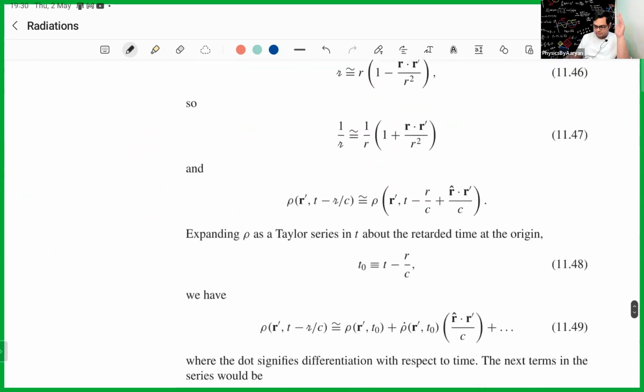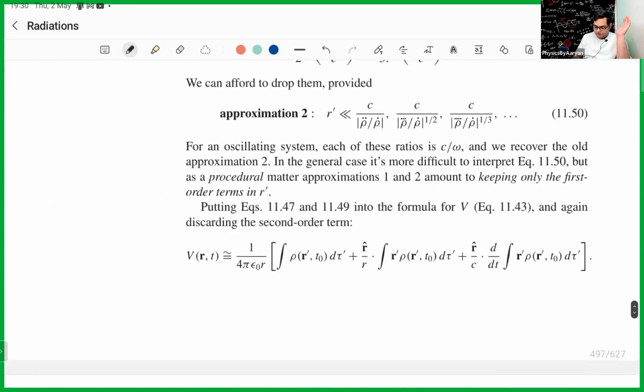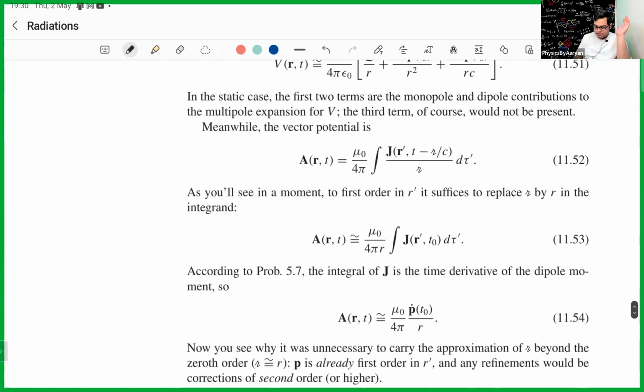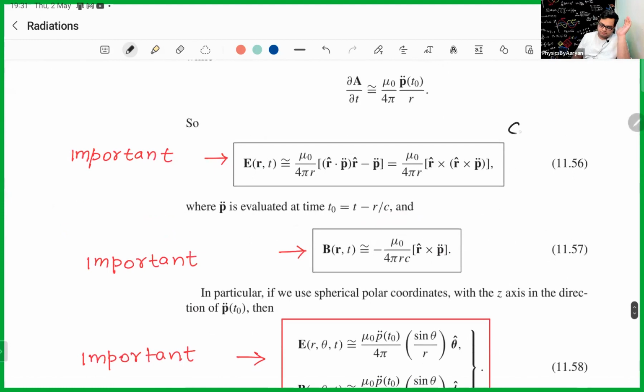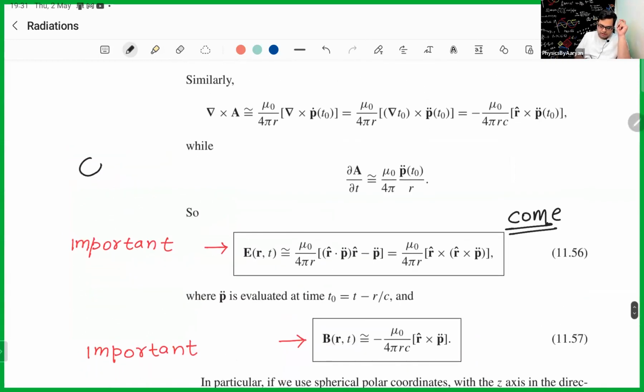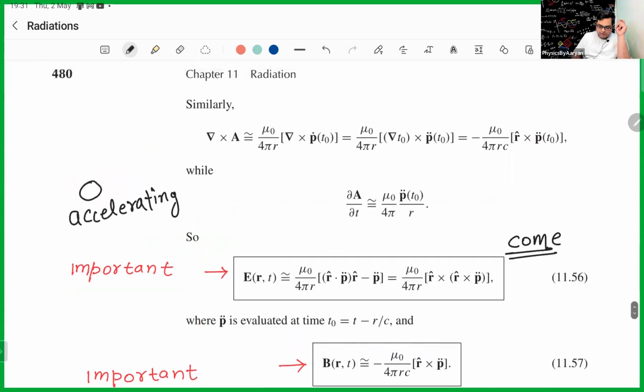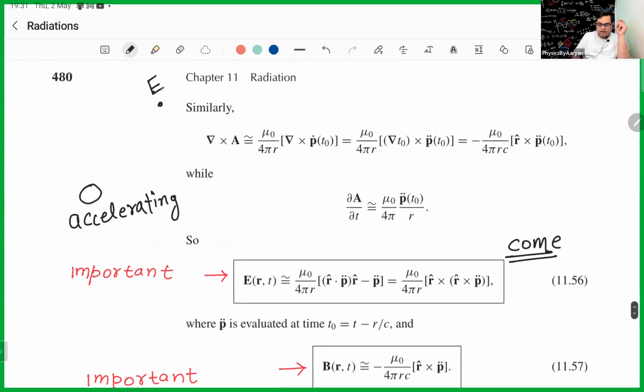Then all the maths, not my cup of tea. I'm not interested. Sorry. Let Griffiths do all the maths and let us enjoy the physics. What are we interested in right now? This was my random charge distribution, and this charge distribution was accelerating. So tell me what will be the electric field at this point, what will be the magnetic field at this point, and what will be the power.